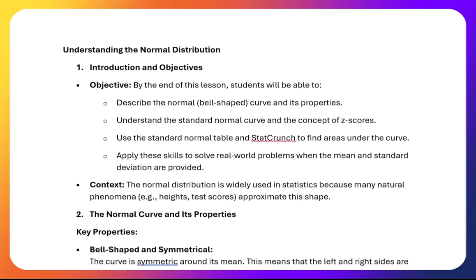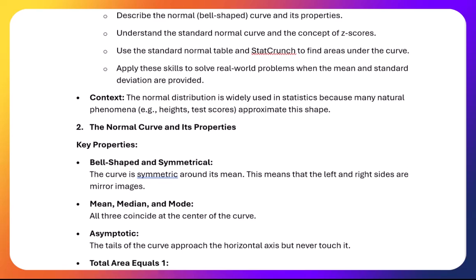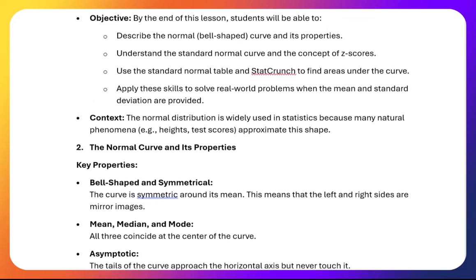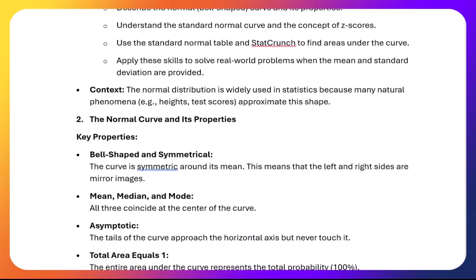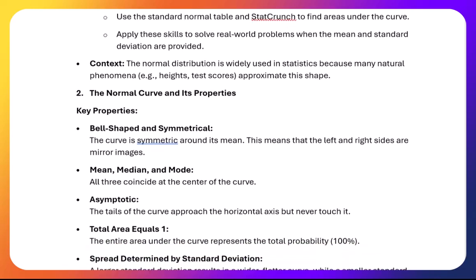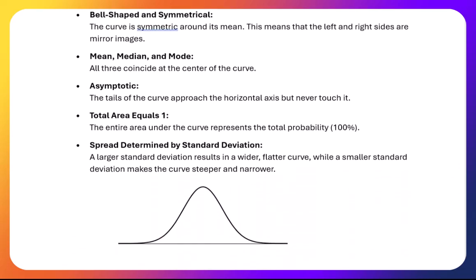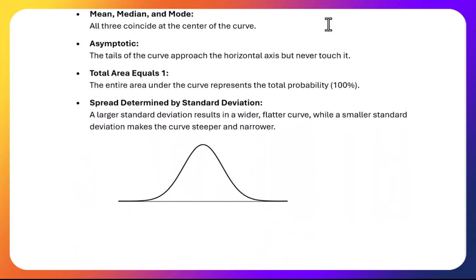So let me show you the normal distribution curve and its properties. It's a bell-shaped curve. The curve is symmetric around the mean. So to the left of the mean and to the right of the mean, we have the same area. Mean, median, and mode are equal. And let me show you the normal curve right here. You can see it. This is where the mean is.